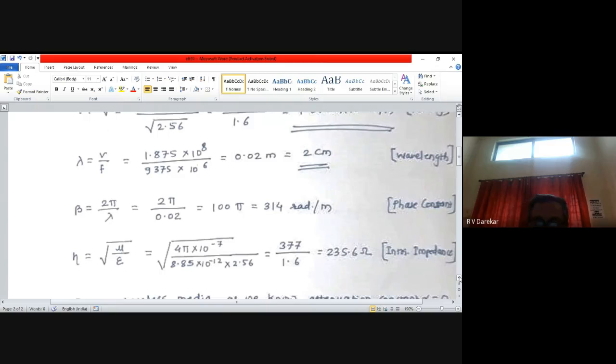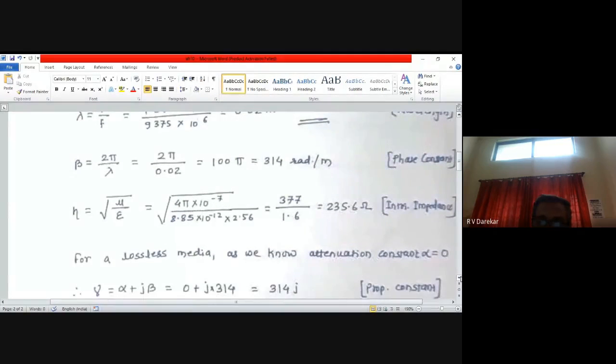Next is the value of eta. What is eta? Eta is equal to under root mu upon epsilon. Again, to simplify the calculation, I will not solve with these parameters: 4 into 10 raised to minus 7 divided by 8.85 into 10 raised to minus 12. I will not solve it. I will take the whole part as 377 as per the previous lecture calculation in the numerator, and take this 2.56 out of the root as 1.6. If I divide it, I will be getting value 235.6 as value of intrinsic impedance.